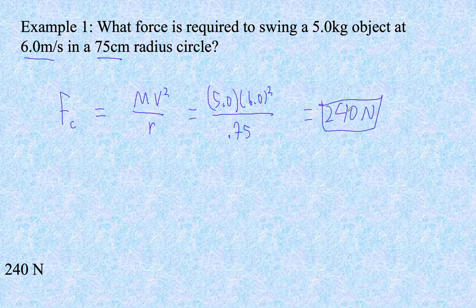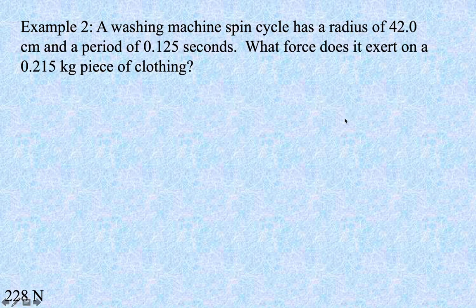Let's do an example of the other one. Sometimes people are scared of that one, but really it's a toothless tiger, you know. So this one is F, centripetal force, is equal to m 4 pi squared r over T squared.